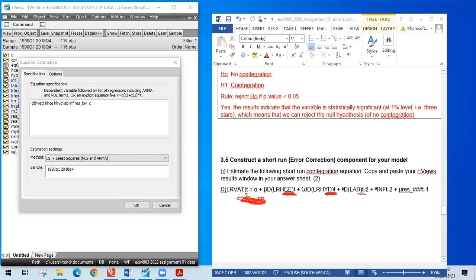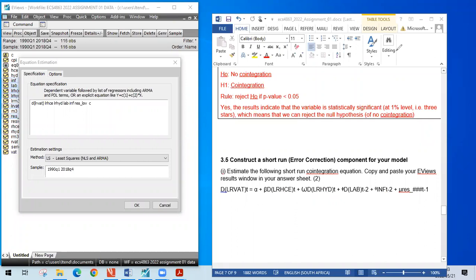Look at the lab, it's lagged twice. Look at inflation, it's lagged twice. Our residuals, it's always lagged once, right? So let's do it. Let's follow what we are given there. The good thing, like I said, your lecturers like us. They always give us even these lags.